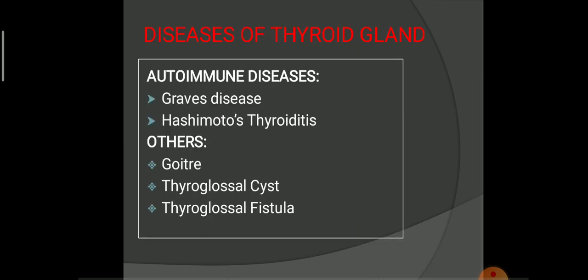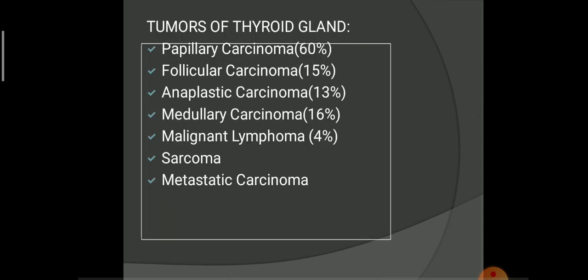Okay, now when coming to diseases of the thyroid gland, the disease that comes to mind and strikes us is goiter. Before going into details about goiter, let us discuss two important diseases, that is Graves disease and Hashimoto thyroiditis. Other diseases include thyroglossal cyst, thyroglossal fistula, and adenomas of the thyroid gland, which include papillary carcinoma, follicular carcinoma, anaplastic carcinoma and medullary carcinoma.